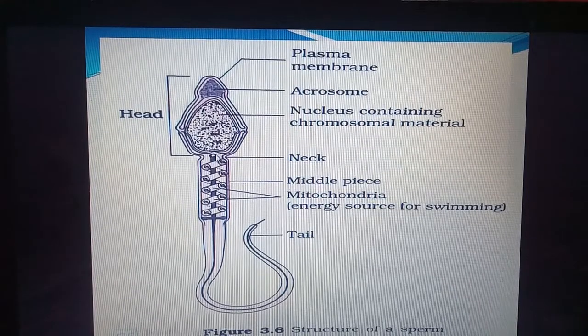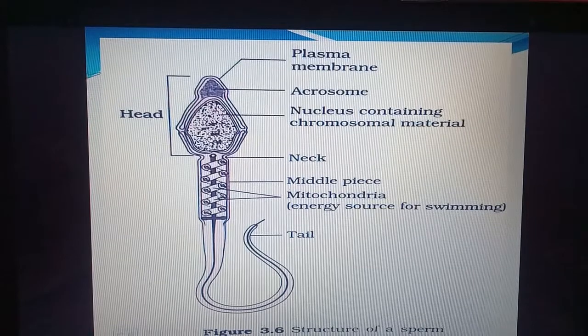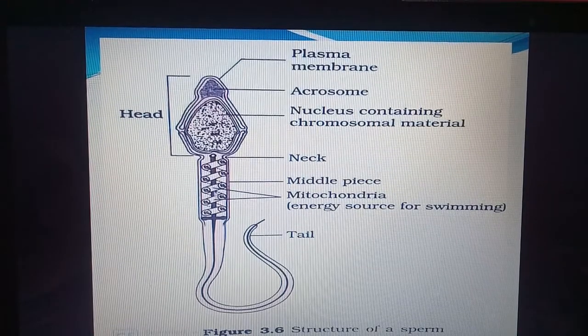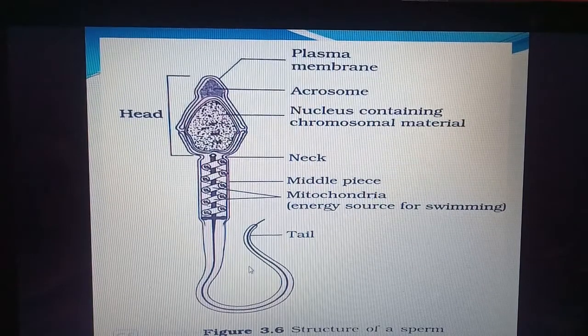Then there is the neck, a small depression. Then there is the middle piece which has mitochondria which will produce energy for movement, and there is a long thread-like structure which is called the tail. It will help in movement. So the main parts are head, neck, mid piece and tail.